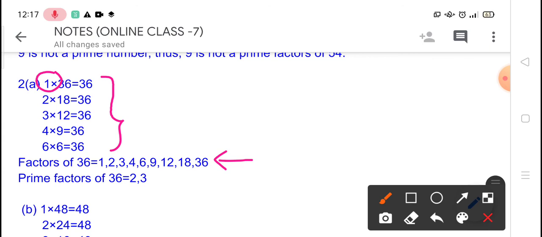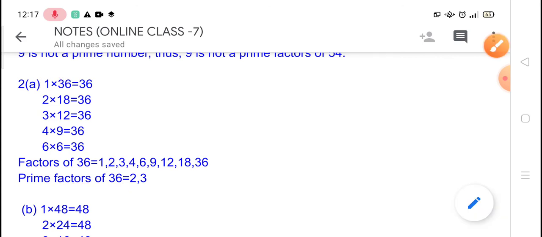Okay, so to get the prime factors, we have to find out which factors are prime numbers. So 2 and 3 are prime numbers. Hence, the prime factors of 36 are 2 and 3.